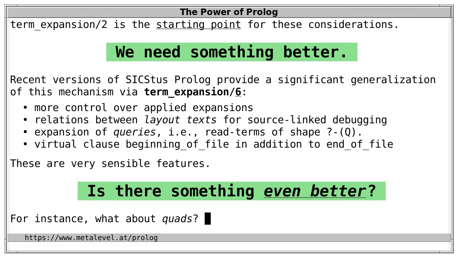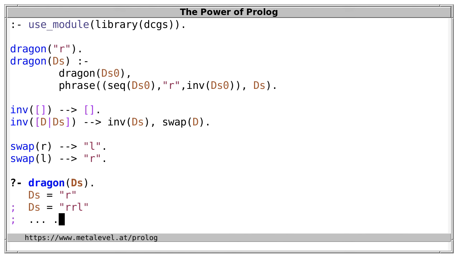For instance, what about quads? They need more than this. Why? Well, consider this query. It contains a variable, "these" in this case, and in the answer description, this "these" also occurs.